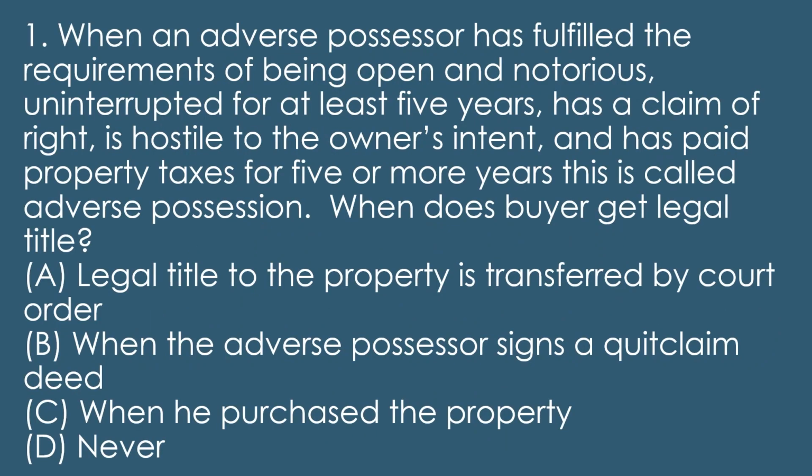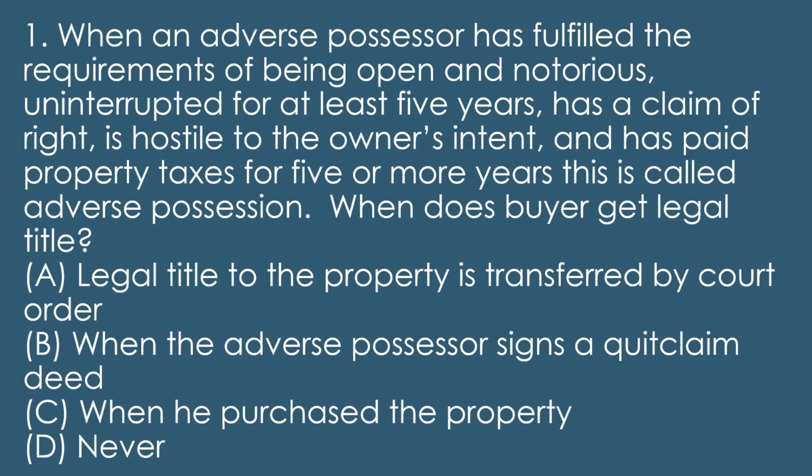Question number 1. When an adverse possessor has fulfilled the requirements of being open and notorious, uninterrupted for at least 5 years, has a claim of right, is hostile to the owner's intent, and has paid property taxes for 5 or more years, this is called adverse possession. When does the buyer get legal title? A, legal title to the property is transferred by court order. B, when the adverse possessor signs a quitclaim deed. C, when he purchased the property. D, never. So there's a lot to this, and you need to know the specifics about adverse possession, and my dad is going to talk a little bit about this right now.